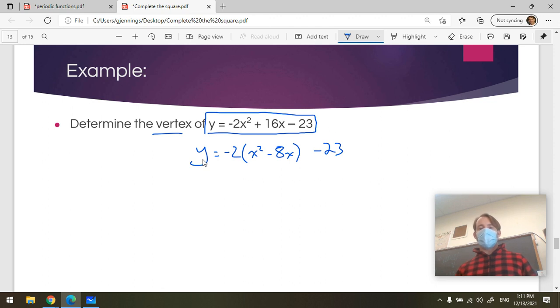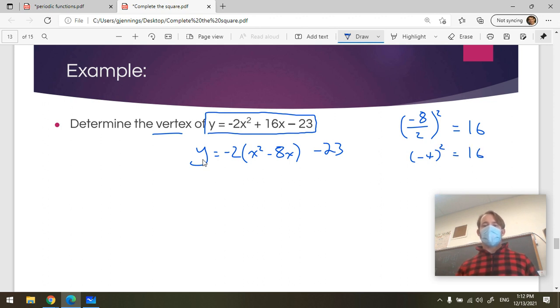And now I take the negative 8, I divide that by 2, and I square it. Okay, work with this b value inside here. Don't worry about that for now. Work with this b value in here. And then that's going to give me negative 4 squared is positive 16. Okay. Negative 4 squared, positive 16.